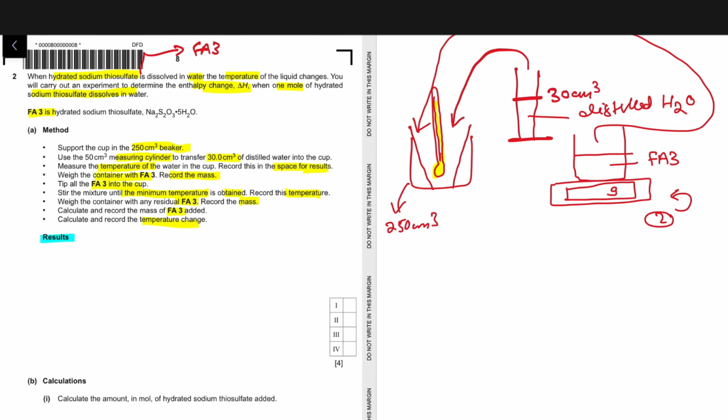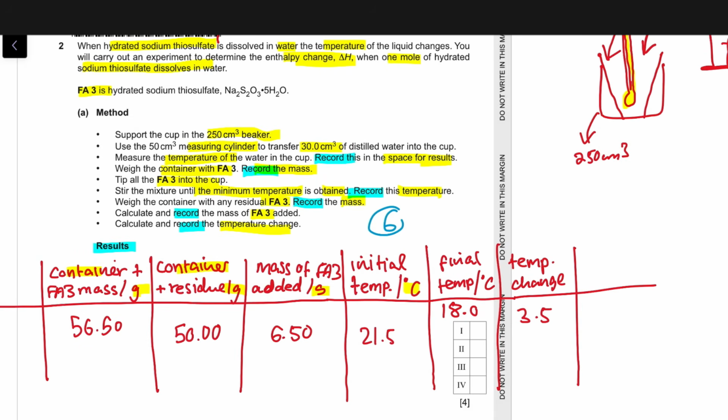So it says results here, so we're meant to generate a table basically. We need to look out for keywords such as record to find how many columns we would need for our table. So record is mentioned here, here, here, here, here, and here. That makes 6 columns that we must generate. Okay, so I've added all 6 columns. Now the first mark would be for all the 6 columns being the correct names, the correct units, so grams or degrees Celsius.